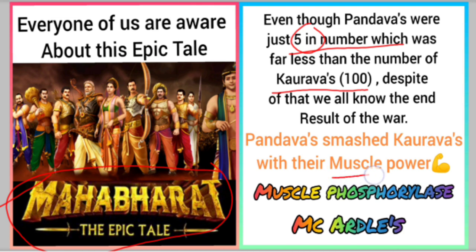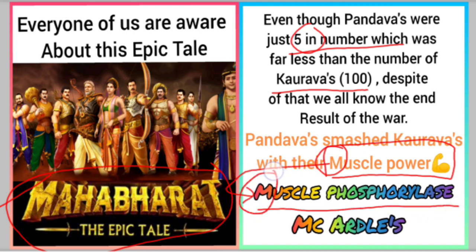So they won it with their muscle power. So with this we can remember that they won it with their muscle power. So the enzyme which is deficient here will be muscle phosphorylase, and since the enzyme name is with M, the disease will also start with M, that is McArdle's disease. I hope it's easy to remember now. And the mnemonic can also be remembered in Hindi as कौरवों ने पांडवों को मसल कर रख दिया. So it will be muscle phosphorylase, and since the Pandavas were 5 in number, it is the fifth disease, and muscle phosphorylase is with the letter M, so the disease name will also be McArdle's disease. I hope it's easy to remember.